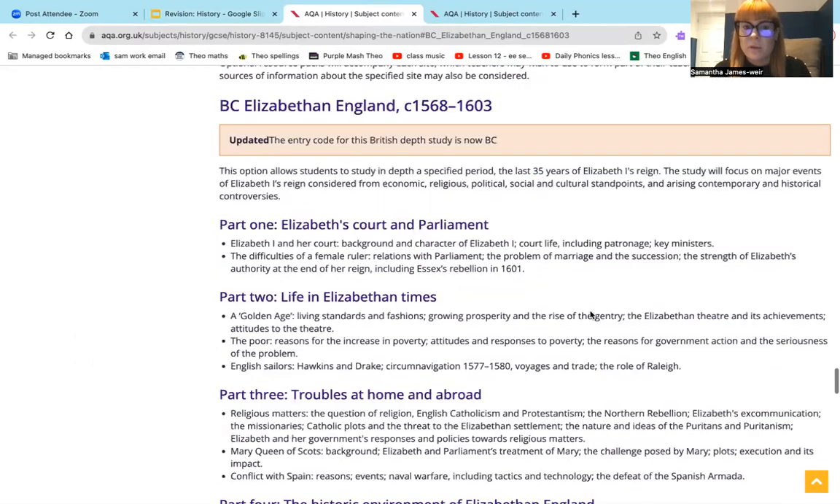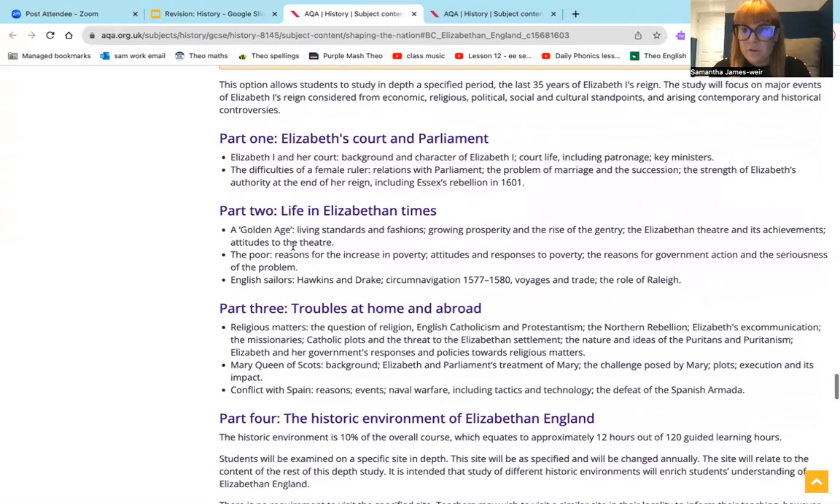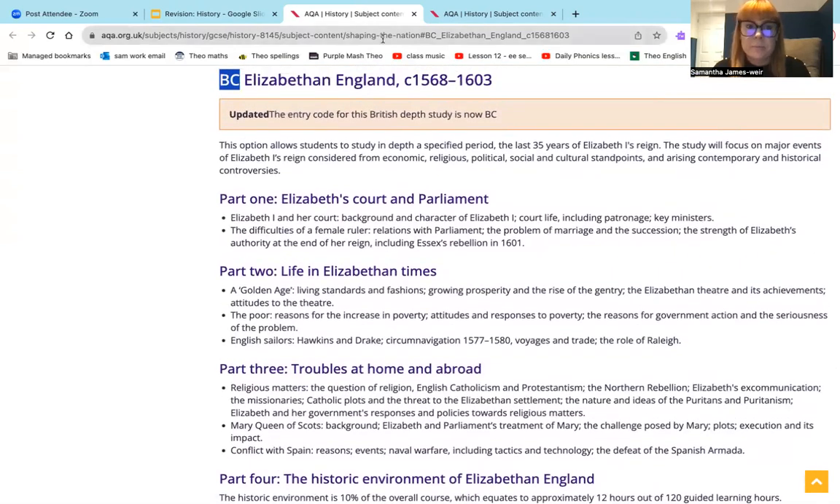Here we go. So pop down, just again, double check here that obviously it's the right code, that it's BC, which is what it is. And then these are the exact bits they need to know for Elizabethan England as well.